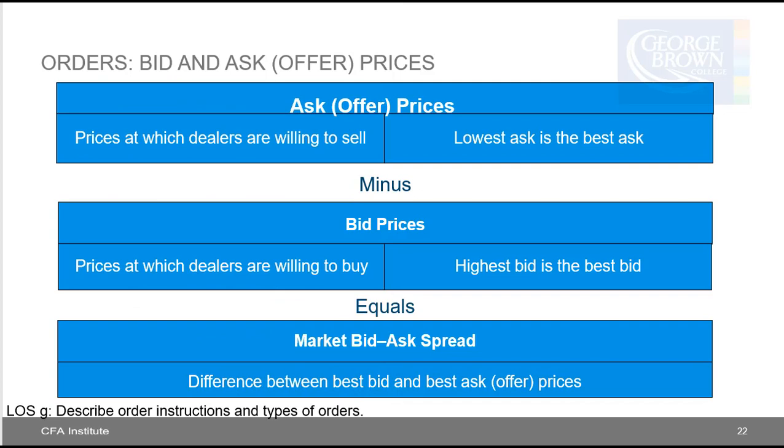Learning outcome statement G is describe order instructions and types of orders, okay? So when investors want to trade a security, they issue an order that will be directed to a chosen trading venue. All orders specify what security to trade, whether to buy or sell, and how much should be bought and sold. In addition, most orders have other instructions attached to them, including order execution, exposure, and time-in-force instructions.